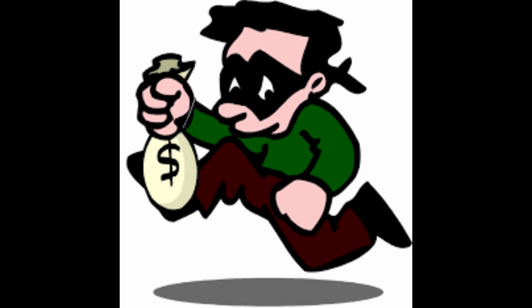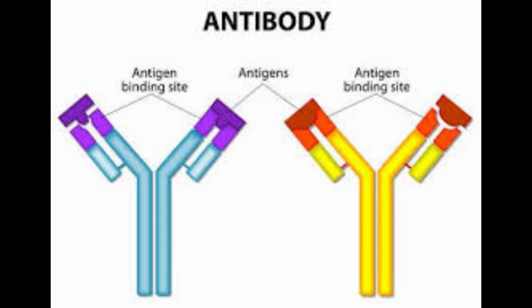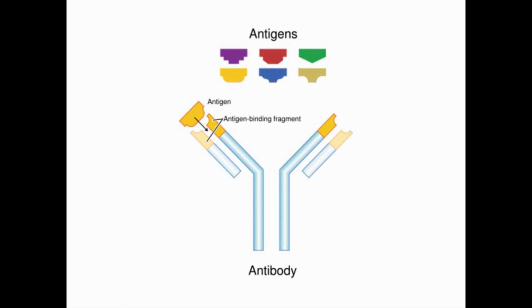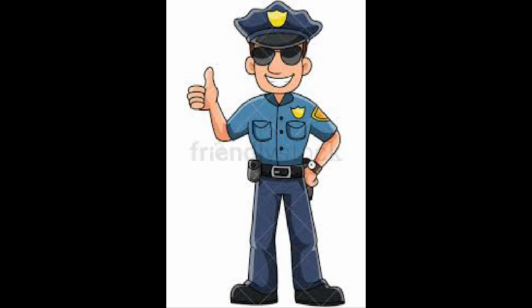Also, when the robber takes the money from the bank, the dye packets that are put in some of the bags of money in banks would be the B cells, and the dye that explodes onto the robber would be the antibodies that attach to the antigens of the microbe. When this happens, the killer T cells, represented as the police, go after the microbe/robber.